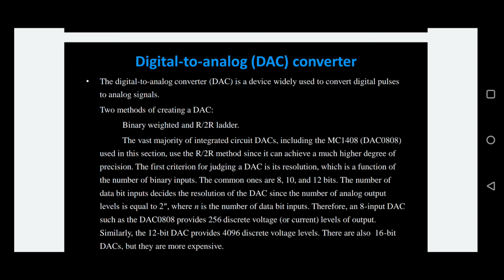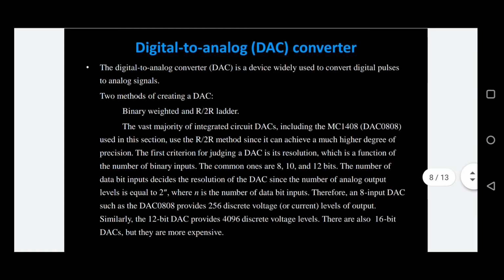The first criterion for judging a DAC is its resolution. That is very important. The resolution depends upon the number of binary inputs. Basically the common inputs are 8, 10 and 12. So the number of data bit inputs decides the resolution of the DAC. There are three different bit sizes available: 8 bit, 10 bit and 12 bit. Therefore we can use the 8 bit input DAC.